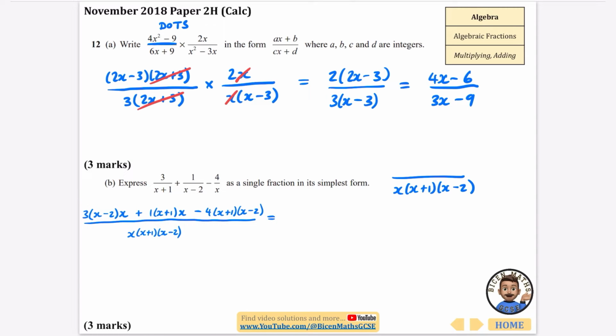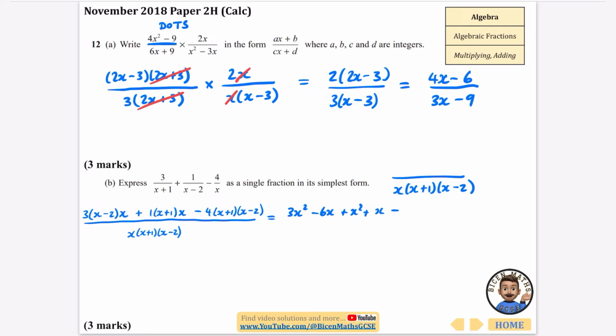Okay, so on the numerator we have, I'll do the 3 times the x first. That's 3x times x. That's 3x squared. And then the 3 times the x times the minus 2. That is going to be minus 6x. And then I can ignore the 1 because that's just multiplying by 1. x times x is x squared, and x times 1 is x.